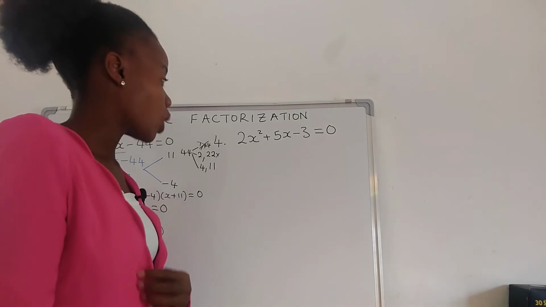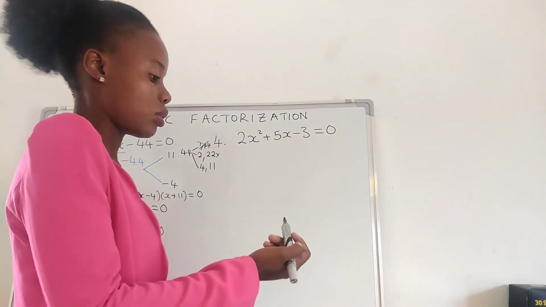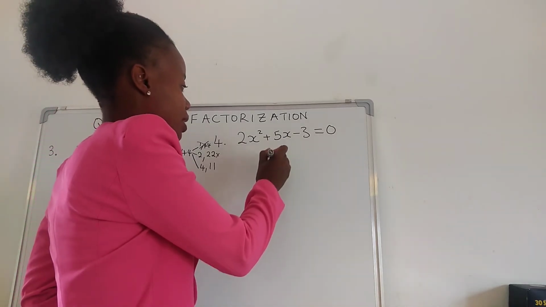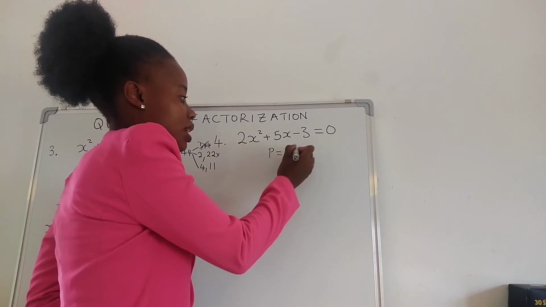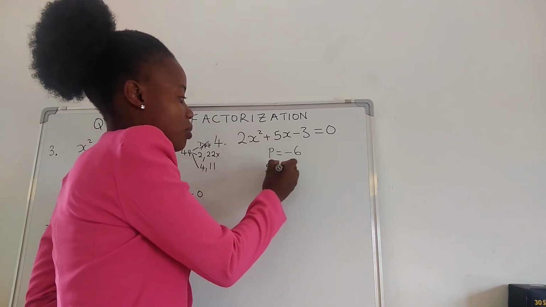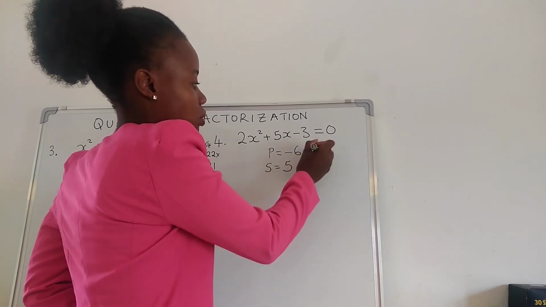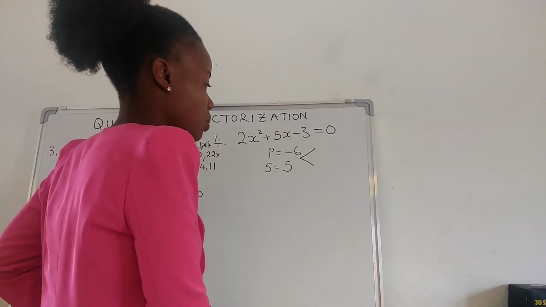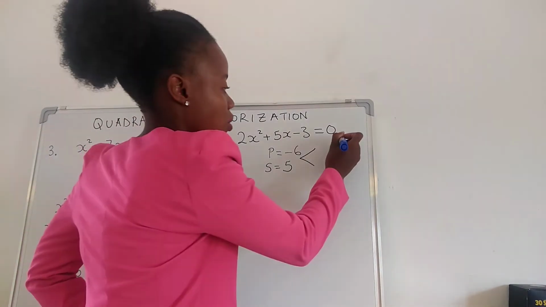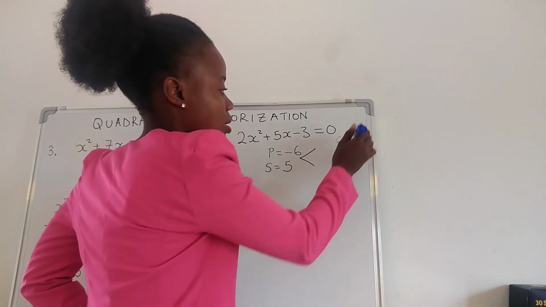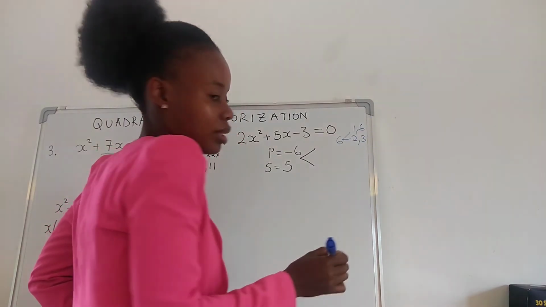Okay, number 4, the coefficient of x squared is not 1, it's 2. So the product is 2 times negative 3, which is negative 6, and the sum is the coefficient of x, which is 5. So we're going to look for two numbers. When you add them, they give us 5. When you multiply them, they give us negative 6. So factors of 6, we have 1, 6, 2, and 3.